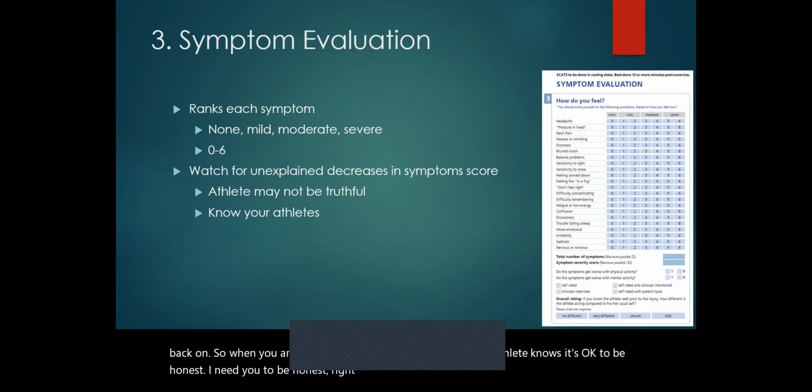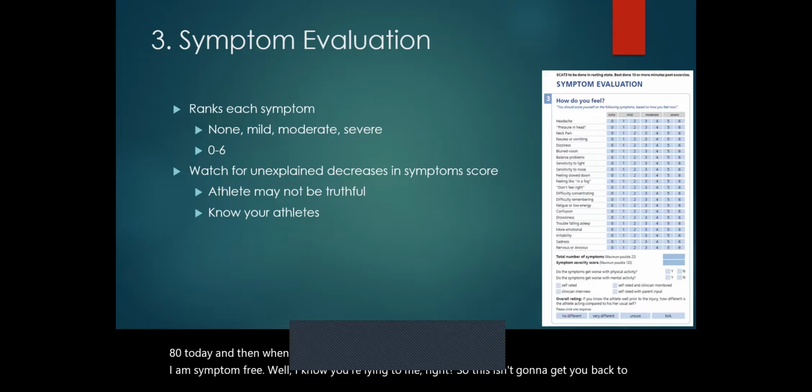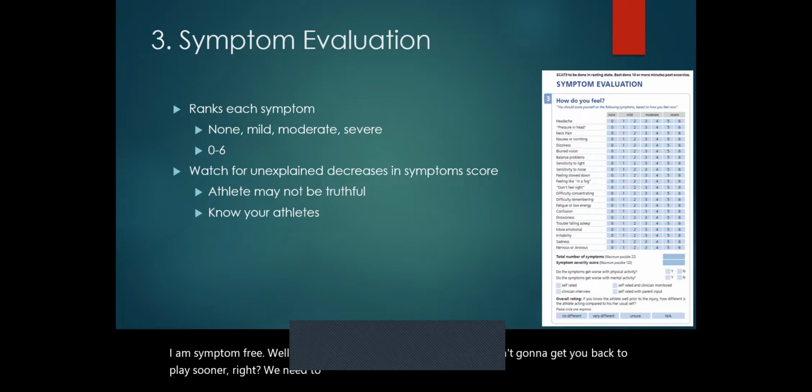Sometimes they might lie about their symptoms, or let's say they have a symptom score of 80 today, and then when we check in tomorrow, I am symptom free. Well, I know you're lying to me, right? So this isn't going to get you back to play sooner, right? We need to know how these symptoms are changing, especially over time, and how this affects the return to play process. So we need to encourage everybody to take these things seriously.